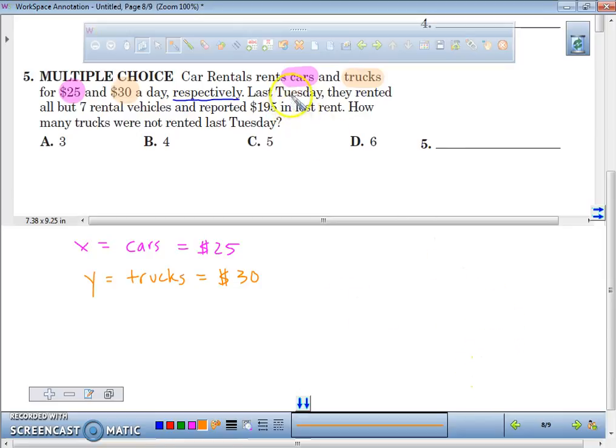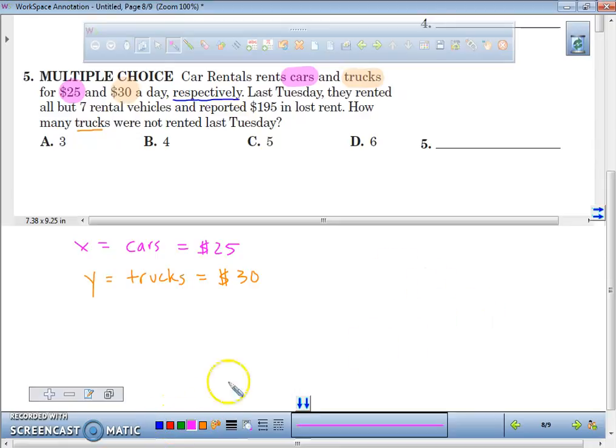So it said last Tuesday they rented all but 7 rental vehicles. So all of the cars that they had, we don't know how many they had, but we know that they rented all of them but 7, and they reported $195 in lost rentals. How many trucks were not rented last Tuesday? So right now we're not trying to figure out how much money that they made. We're working with how much money that they lost.